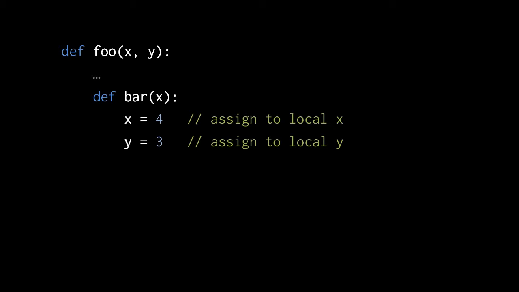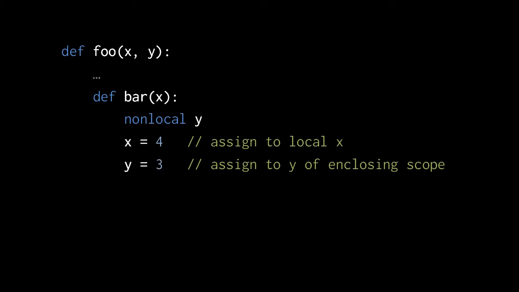If you want y in the function bar to actually refer to y of function foo, you have to declare it as such with a nonlocal statement. The nonlocal statement tells Python that this variable belongs not to this immediate function, but to some enclosing function. If instead of declaring y as nonlocal, we declared it global, that would mean that y in the function bar refers to y of the module, not y of the enclosing function.